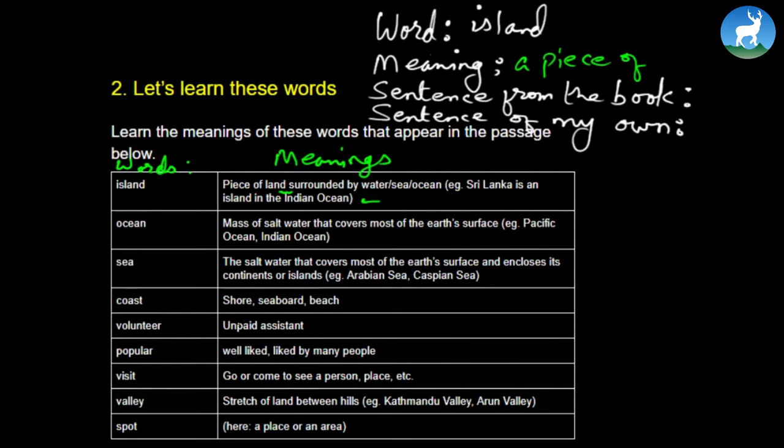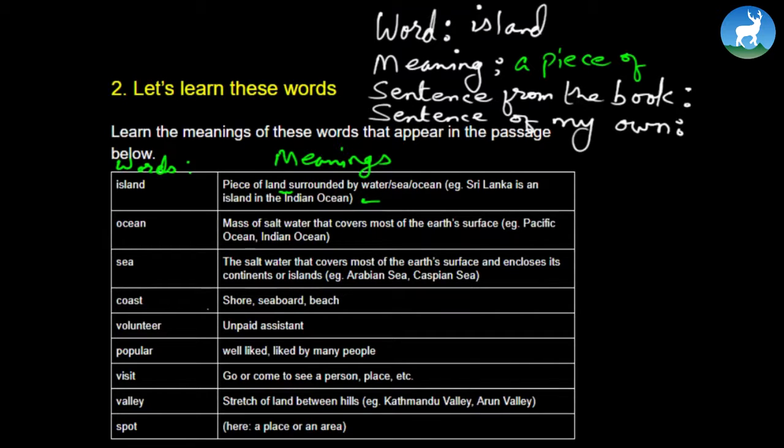So let's begin. Learn the meanings of these words that appear in the passage below. Island, piece of land surrounded by water, sea, ocean. Example, Sri Lanka is an island in the Indian Ocean. Ocean, mass of salt water that covers most of the Earth's surface. Example, Pacific Ocean, Indian Ocean. Sea, the salt water that covers most of the Earth's surface and encloses its continents or islands. Example, Arabian Sea, Caspian Sea.